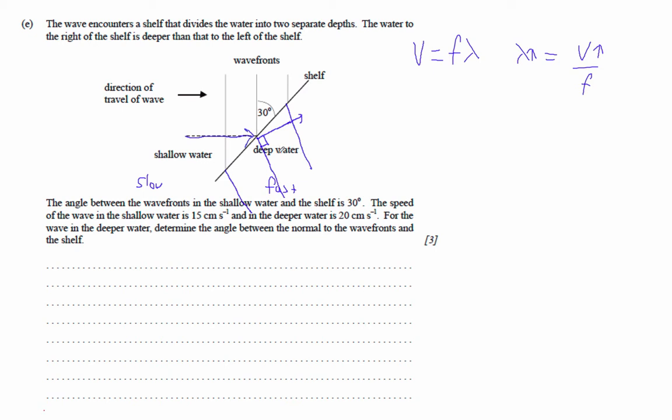Okay, and the angle that they're actually asking us to find is this angle right there. They say find the angle between the normal to the wave fronts and the shelf. So for the wave in the deeper water, this wave, find that angle right there. Okay, and I feel like I've actually drawn that angle badly, but that's okay.